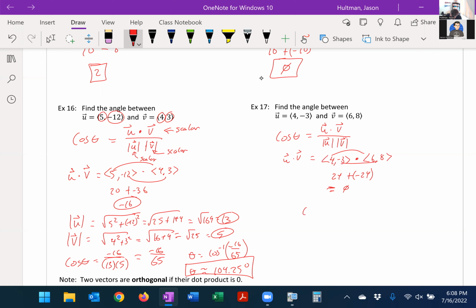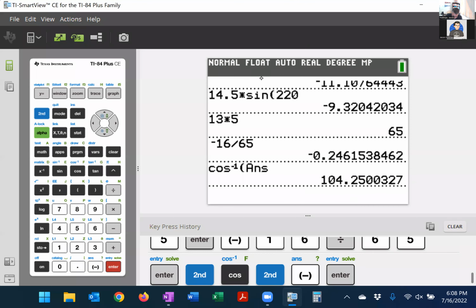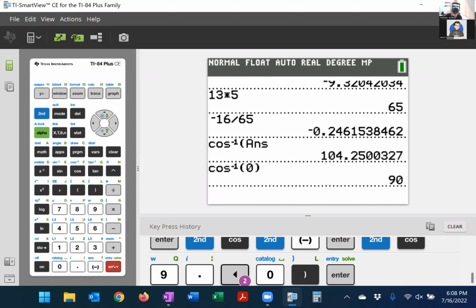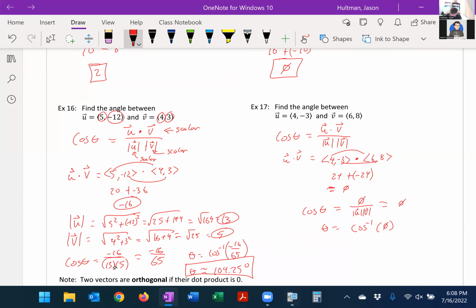If you don't believe me, if I do the cosine of theta equals 0 over magnitude u, magnitude of v, well, what's the magnitude of u? We don't care, because 0 divided by anything is 0. So this thing equals 0. And what happens if I do the inverse cosine of 0? The inverse cosine of 0 is 90 degrees. Okay, so those two vectors were orthogonal. Okay, so theta is equal to 90 degrees.